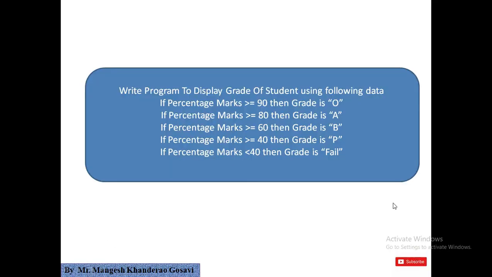Hello everybody. In this video, we will discuss one more example of the if-elif ladder. Suppose we want to write a program to display the grade of a student using this data. What data is given? If the percentage marks of the student are greater than 90, then the grade of the student will be O, outstanding. If percentage marks are greater than 80, the grade will be A, and further possible values are given.